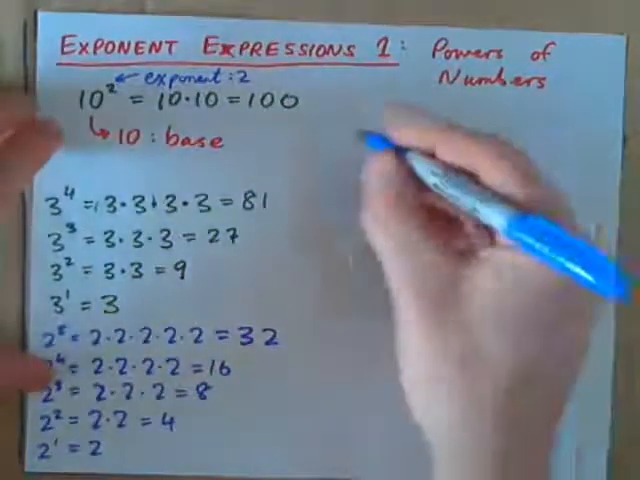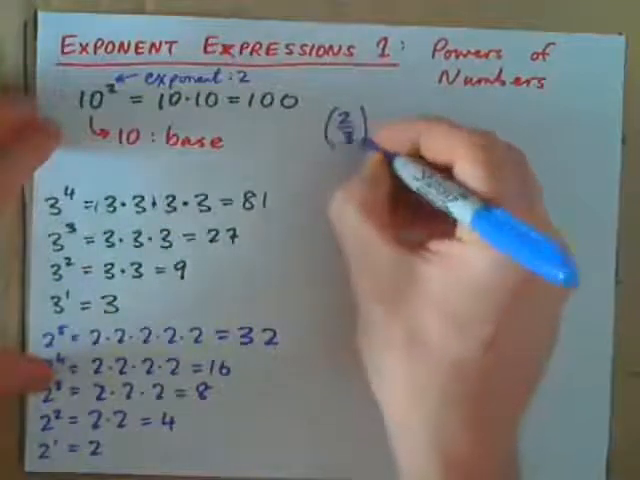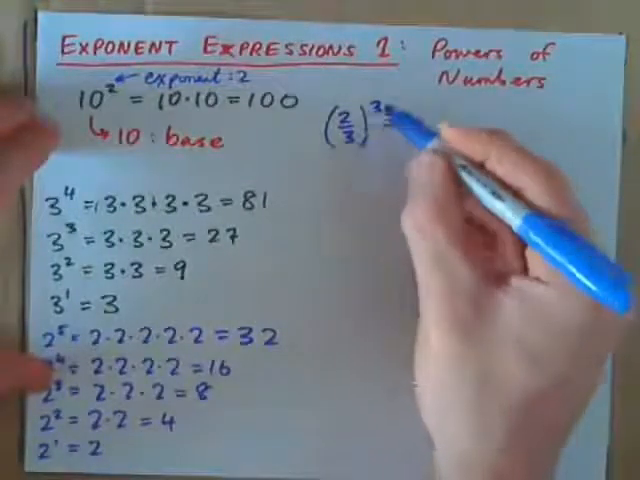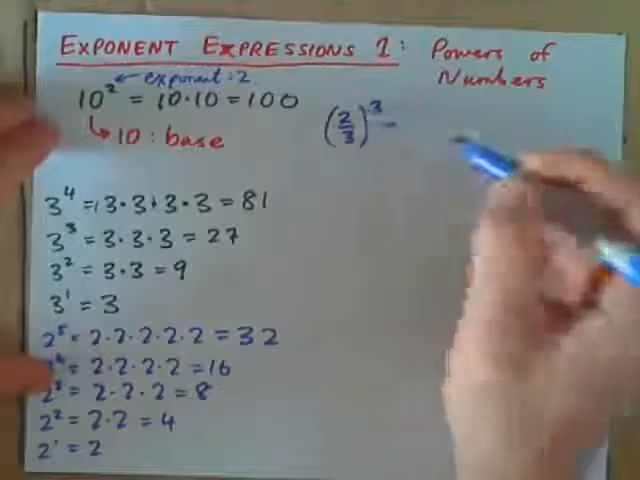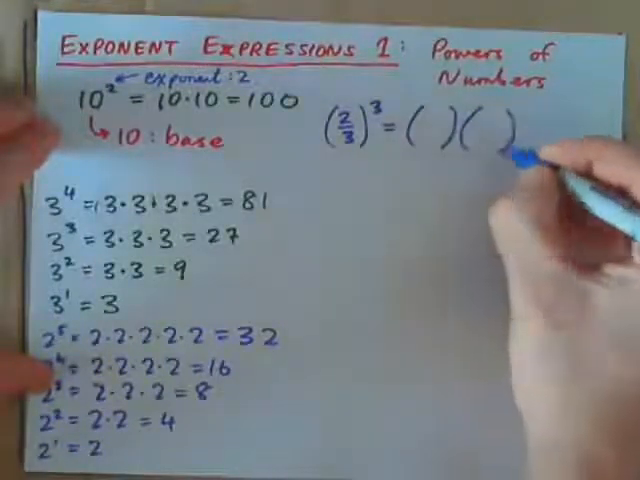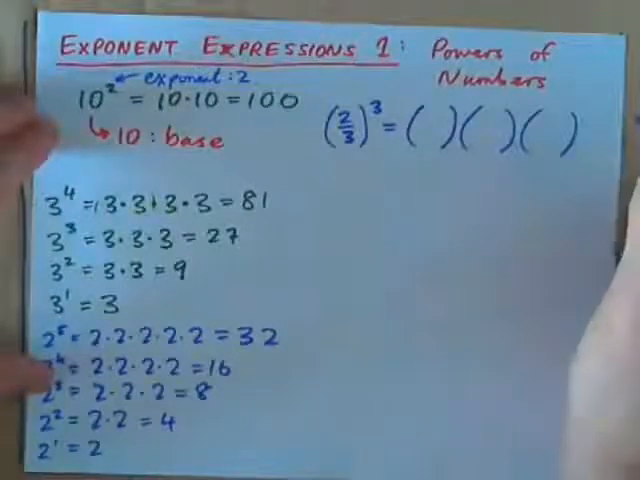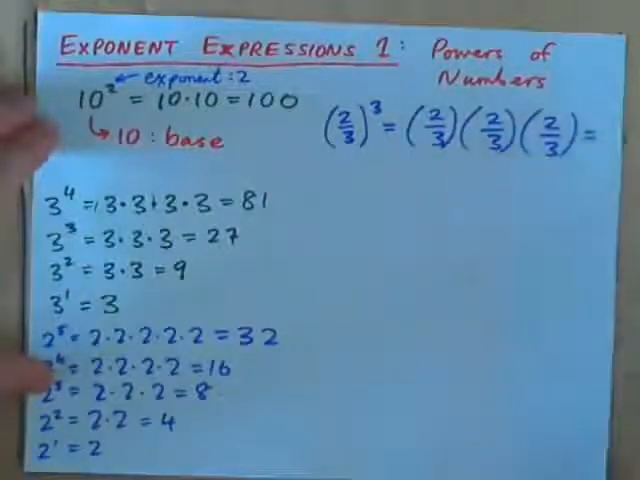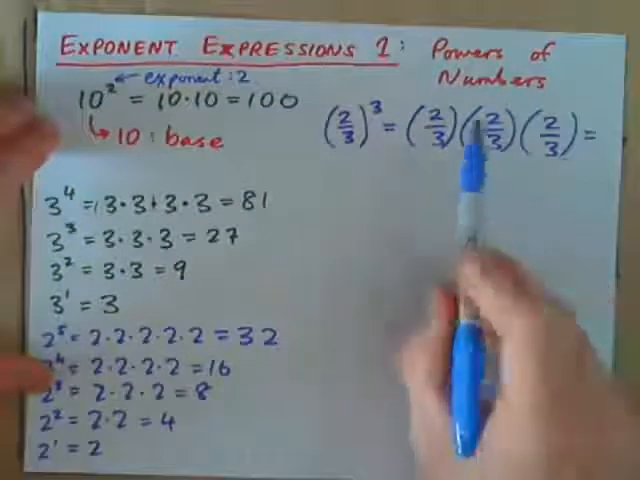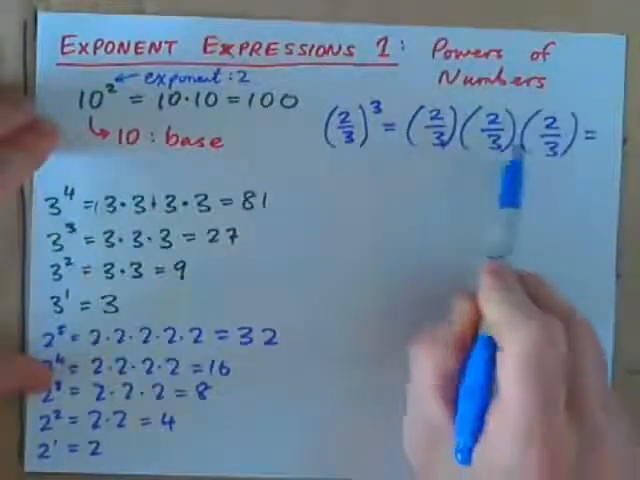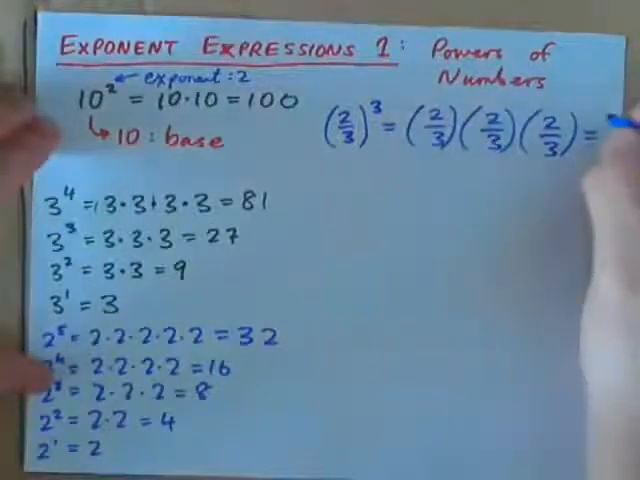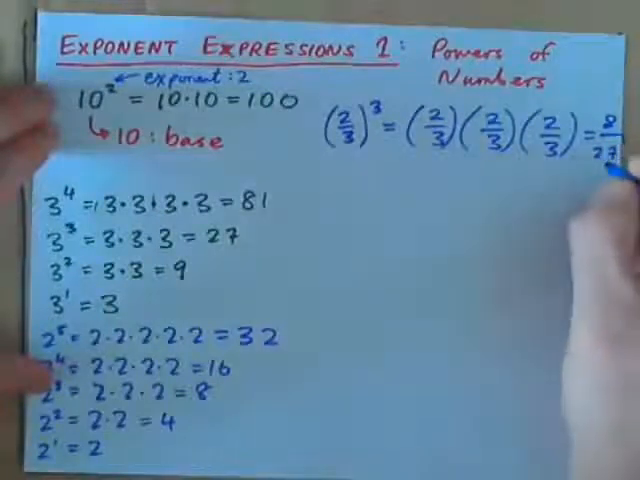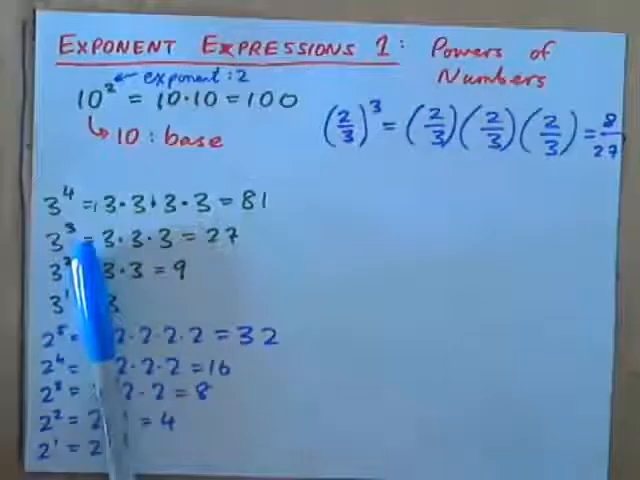So, what about this? If we had a fraction like 2 thirds, and that was cubed. Now, the fraction is in parentheses. The cubed power is beside the parentheses. That means parentheses times parentheses times parentheses, 3 times. So, it's 2 thirds times 2 thirds times 2 thirds. Now you might remember how you multiply fractions. You multiply the tops, then you multiply the bottoms. So this would be 2 times 2 is 4, times 2 is 8, over 3 times 3 is 9, times 3, 27, right?